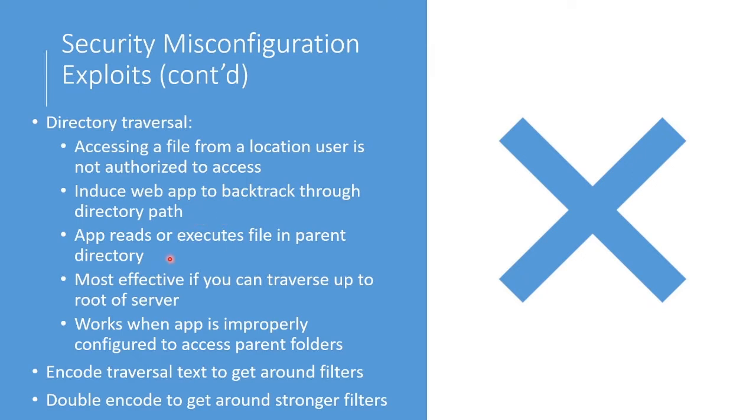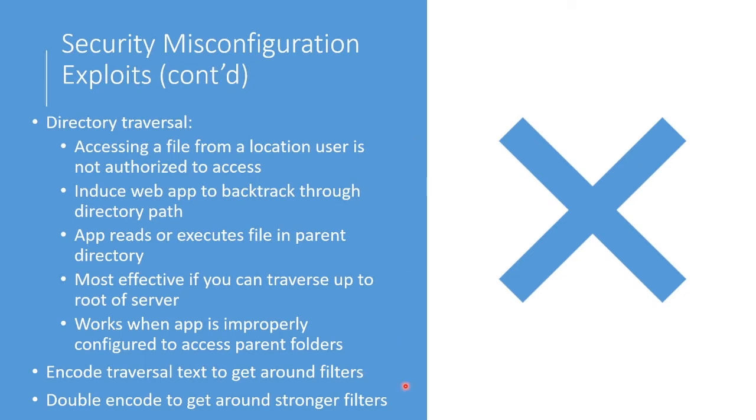We could get the apps to read or execute files in the parent directory. If you can traverse up to the root of the server, then you can go everywhere. So this directory traversal works really well if the app is improperly configured to access parent folders. We might encode traversal text to get around filters. We might double encode to get around strong filters. We just need to be aware of all this stuff.